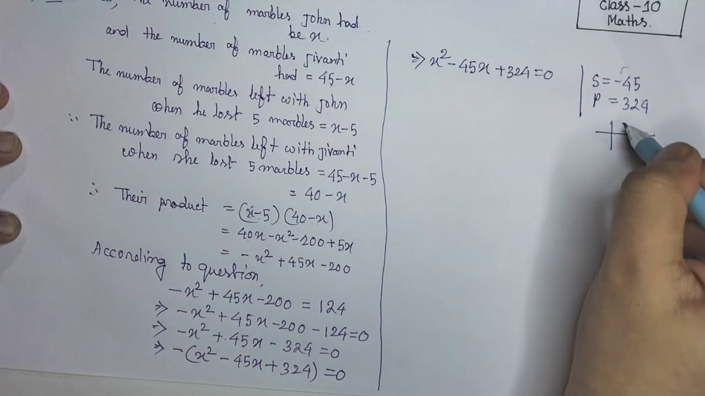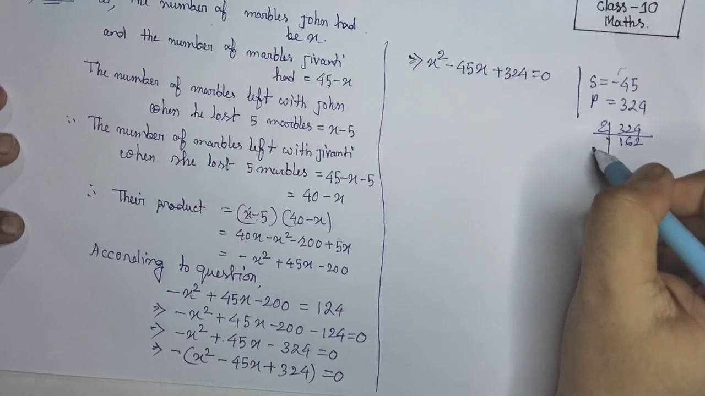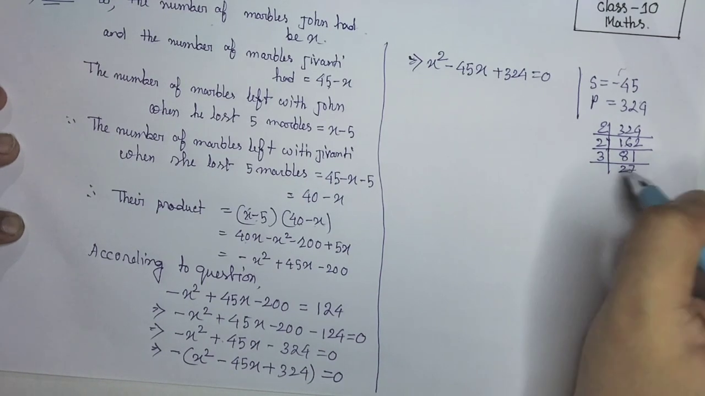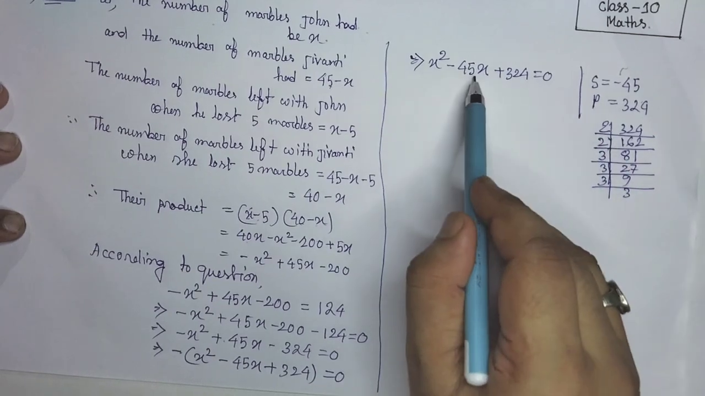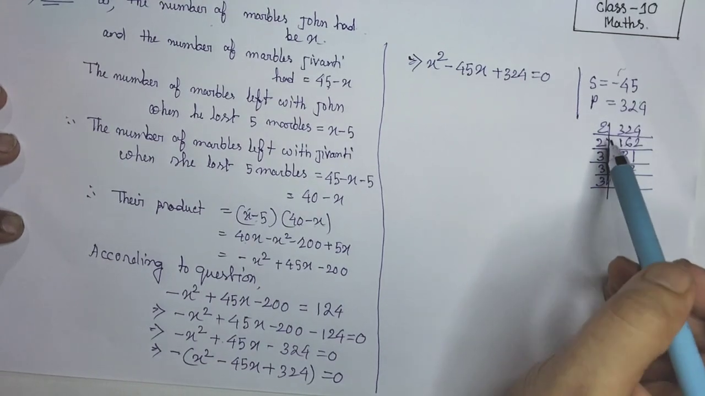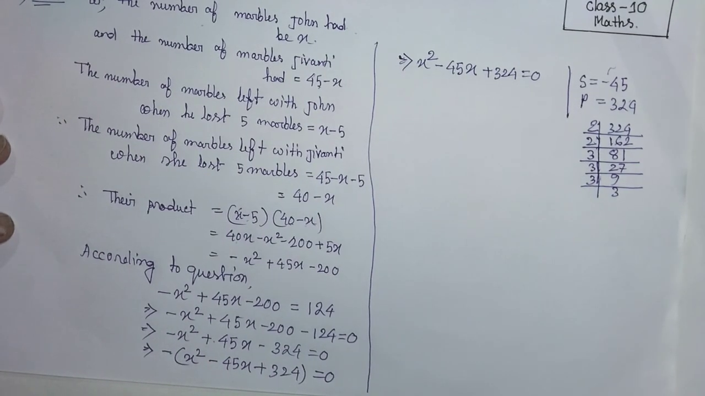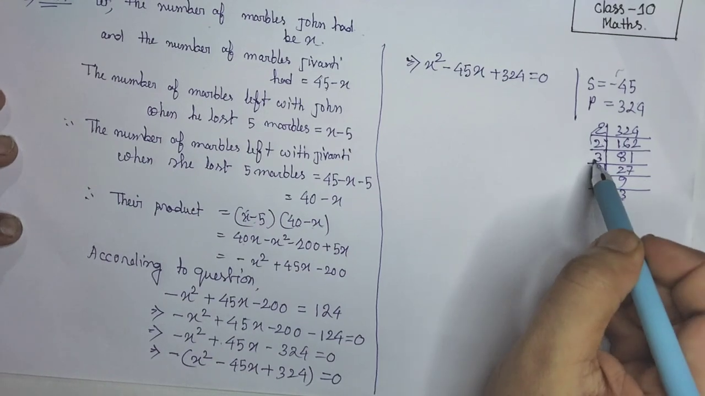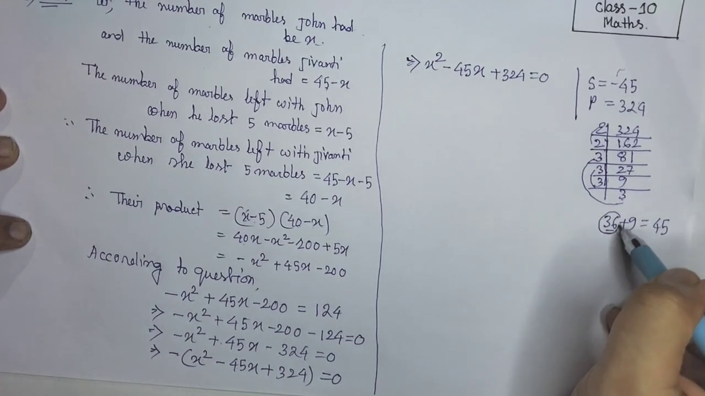So, the prime factorization of 324: 2 times 2 is 4, 2 times 81 is 162, 3 times 3 is 9, and so on. We need factors of 324 whose sum gives 45. Here, 4 times 9 is 36, and 36 plus 9 equals 45. So we take 36 and 9.